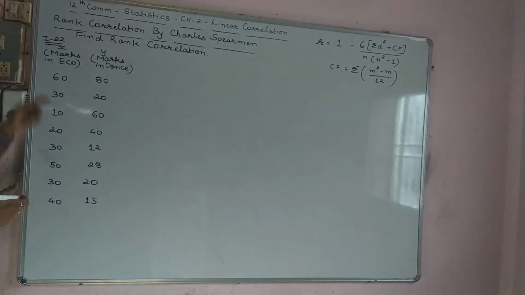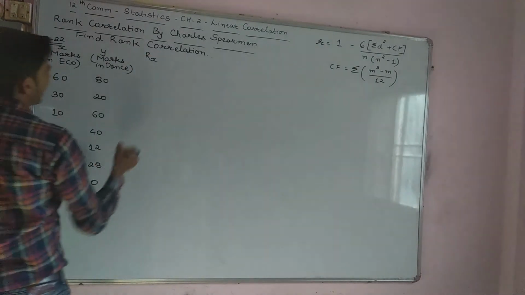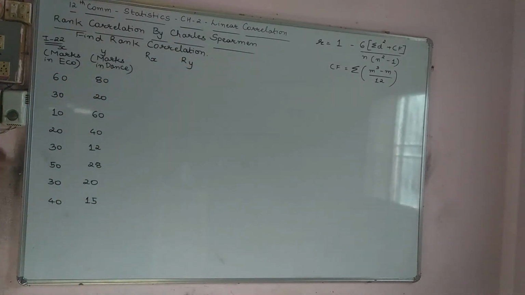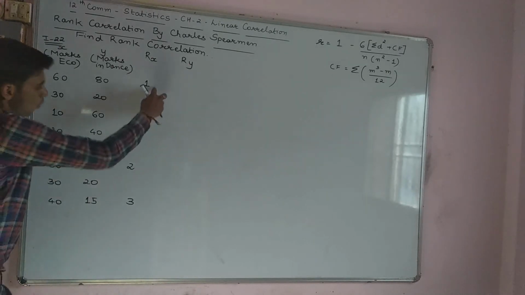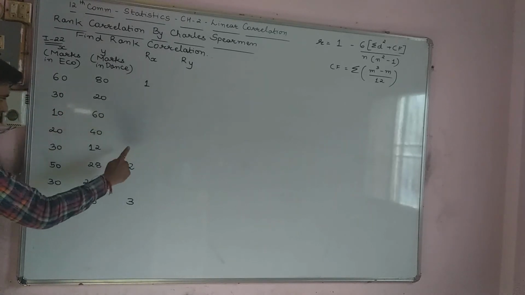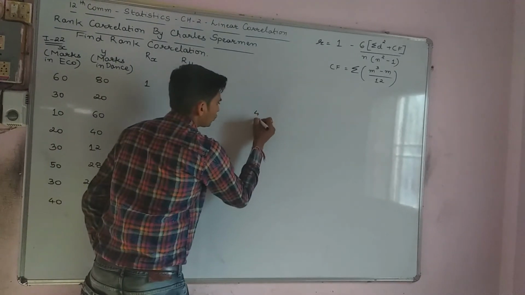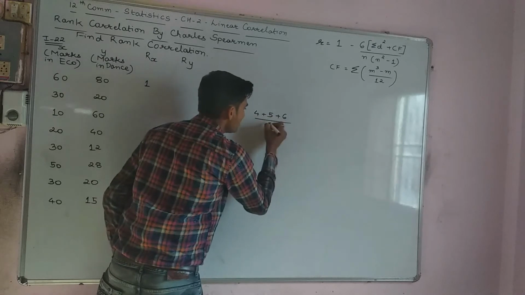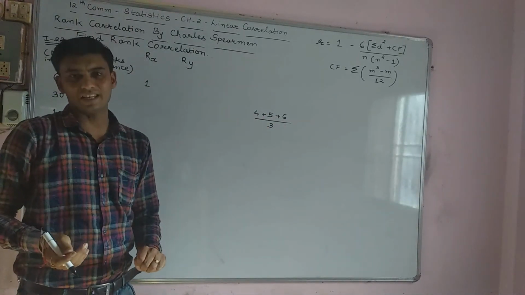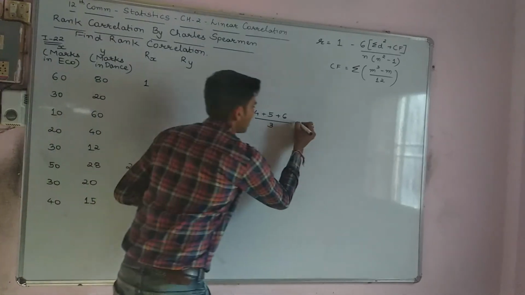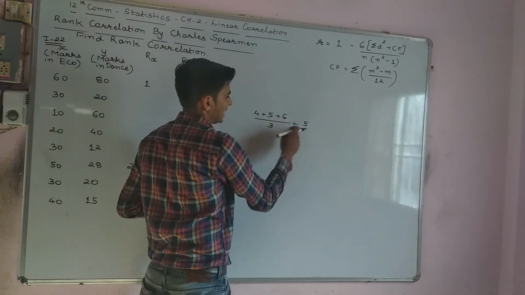Okay friends, so first of all our work here is to give ranks, Rx and Ry. Now highest observation in this is what? 60. Rank 1. 60 then 50, rank 2. 50 then 40, rank 3. Now next highest is 30. But 30 is not one time, not two times, but it is 3 times. So ranks 4, 5 and 6. So what we will do? 4th rank plus 5th rank plus 6th rank divided by 3. Why 3? Because 30 repeated 3 times. The answer will be 5. 4 plus 5, 9 plus 6, 15 by 3. So it is 5.